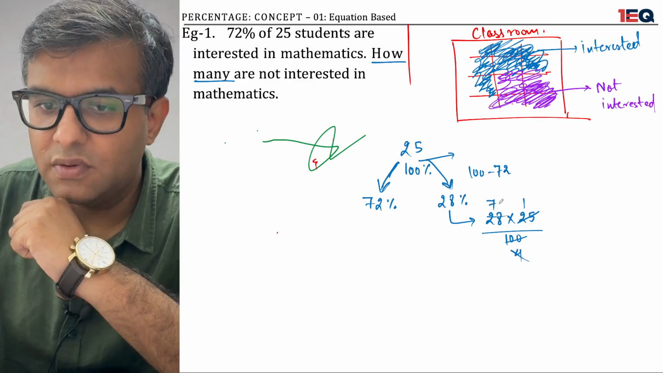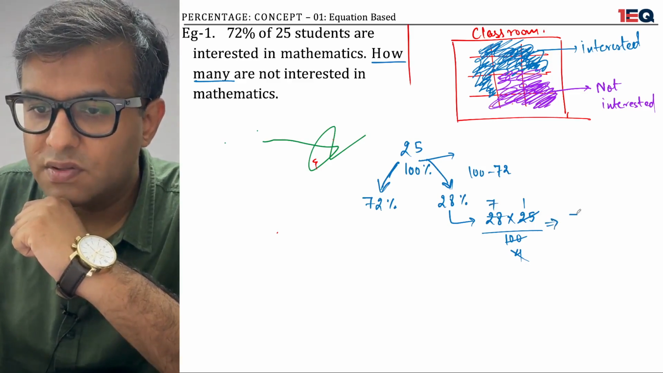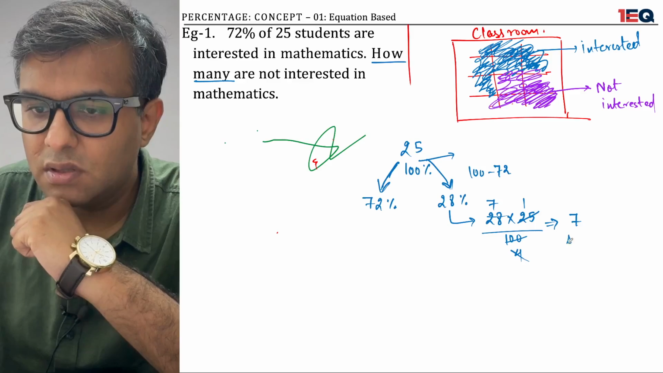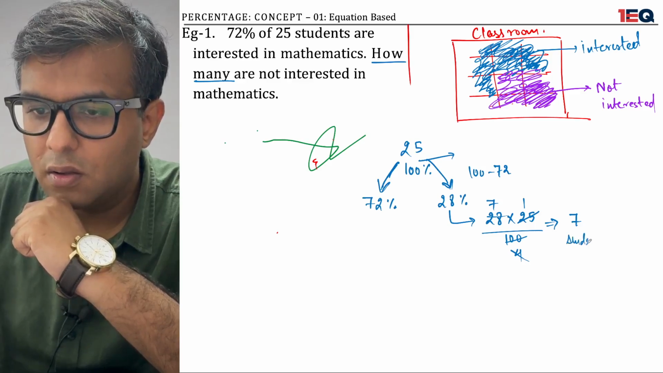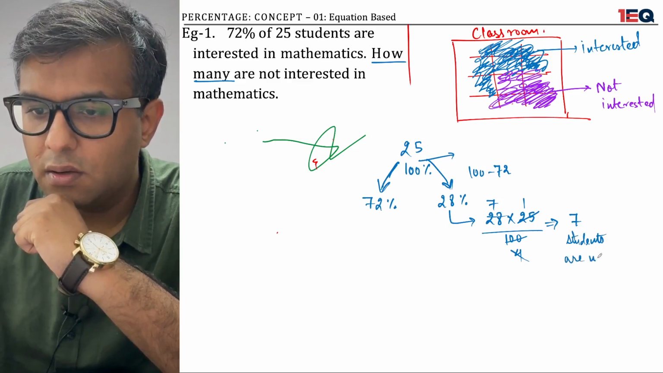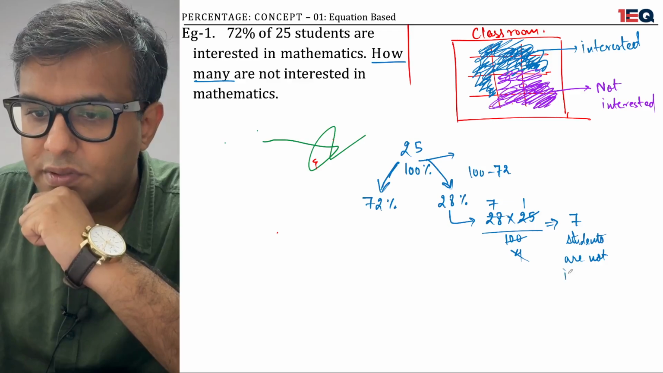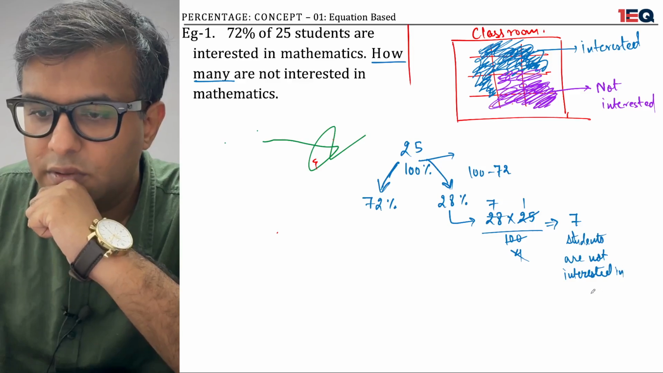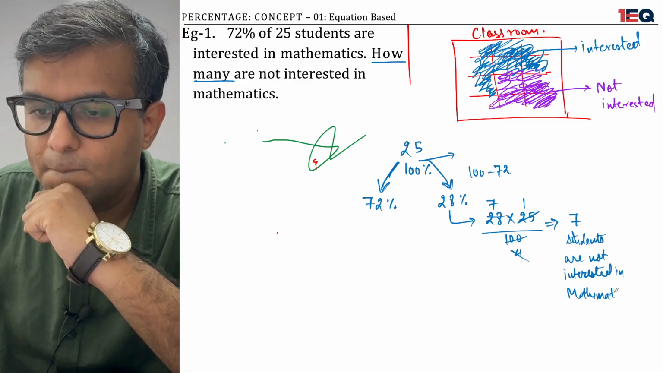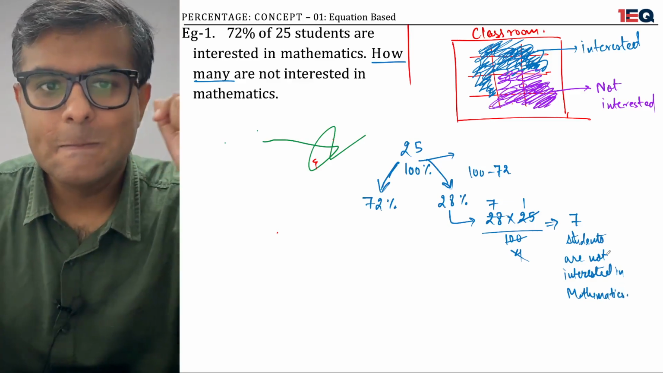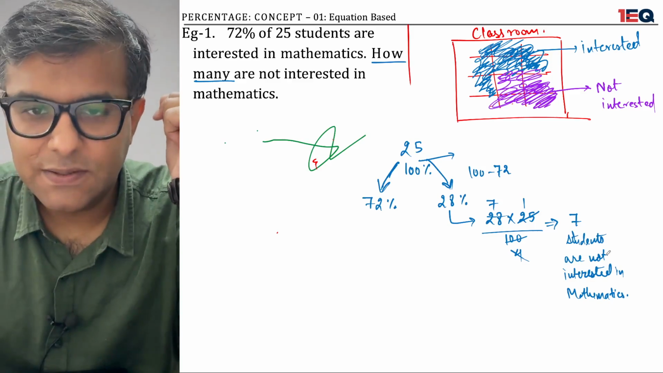4 ones are 4 and 4 sevens are 28. So 7 students are not interested in mathematics. Okay, thank you. Moving on to the next question.